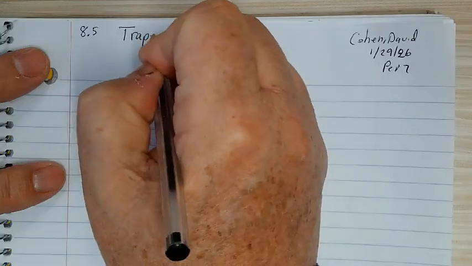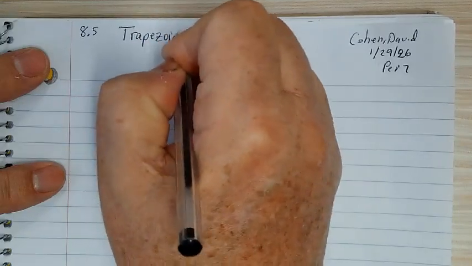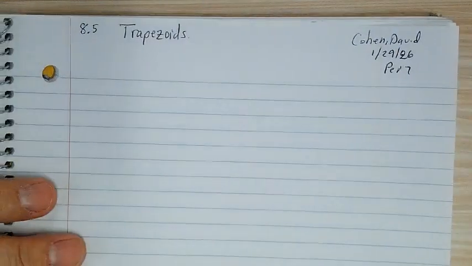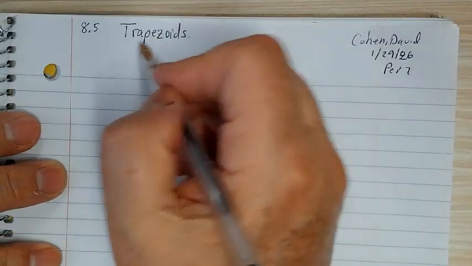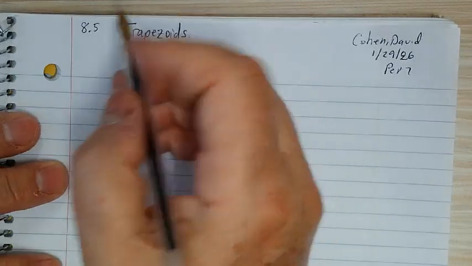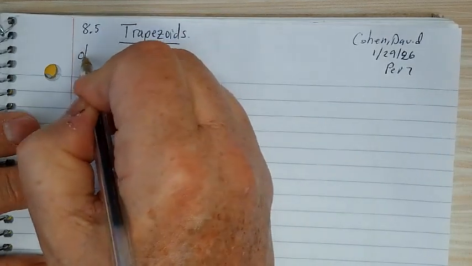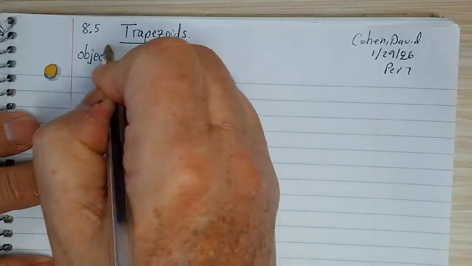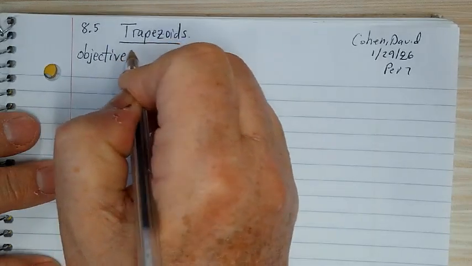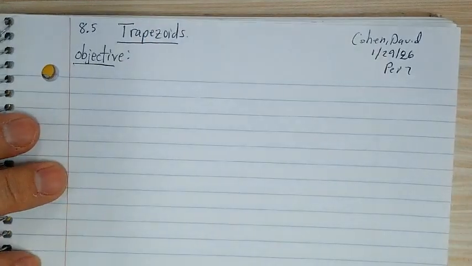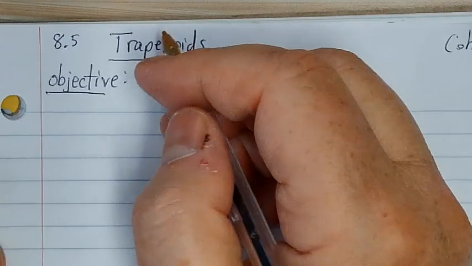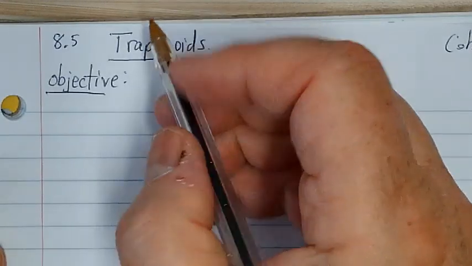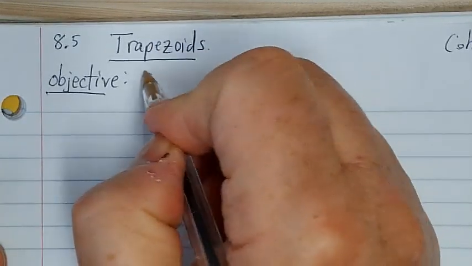Now, this comes to you from section 8.5 in your book, and the topic is, what am I spelling here? Trapezoids. The objective, our goal. By the end of this class, you are going to be able to do the following, in plain old simple, very easy to understand language.